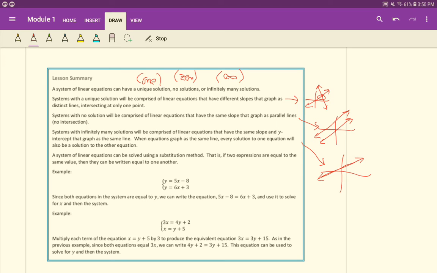That indicates there are infinite solutions because these two lines intersect everywhere along each other, right? There's a point of intersection here and here and here, and so on. You get it. There's an infinite number of points of intersection all along that line.